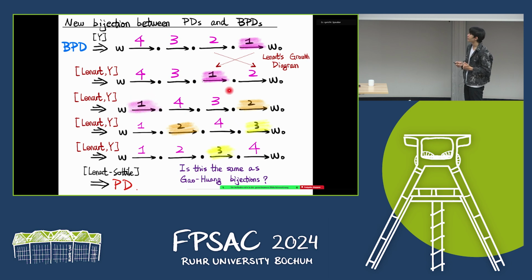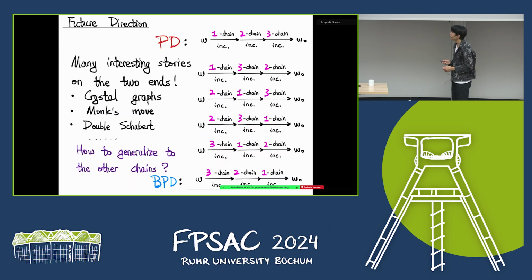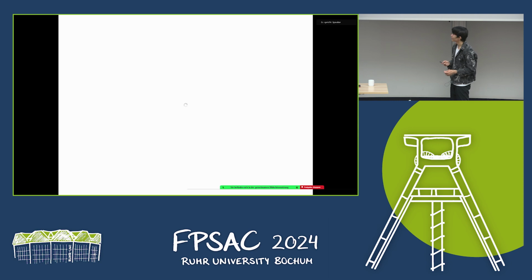Then I ask Lenart again to swap this 2 chain all the way to the front, and then the 3 chain here. And now I have something from w to w0, where I take an increasing 1 chain, and then 2, and then 3, and then 4. That's a pipe dream by Lenart-Sottile. So that's another bijection between bumpless pipe dreams and pipe dreams. And I wonder whether that's the same bijection as the Gao-Huang bijection.